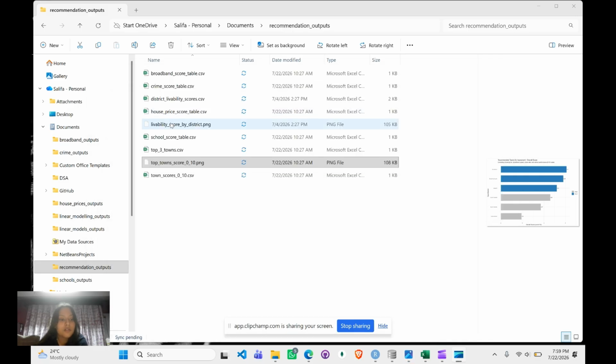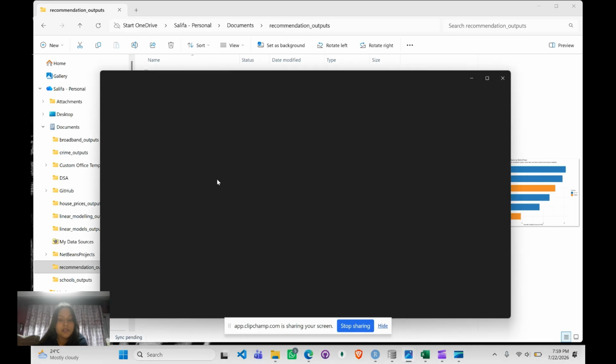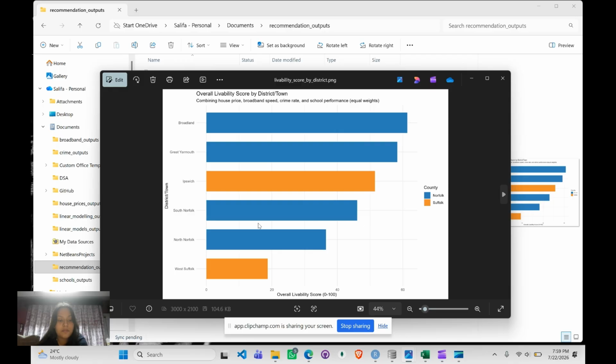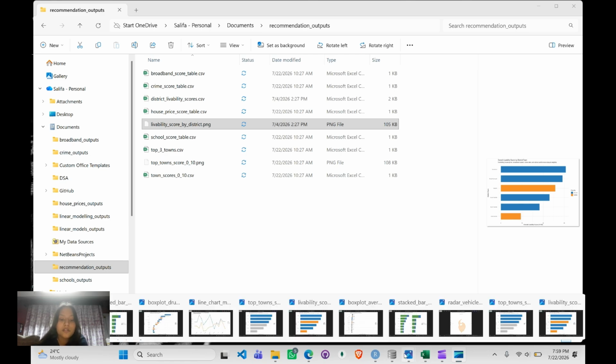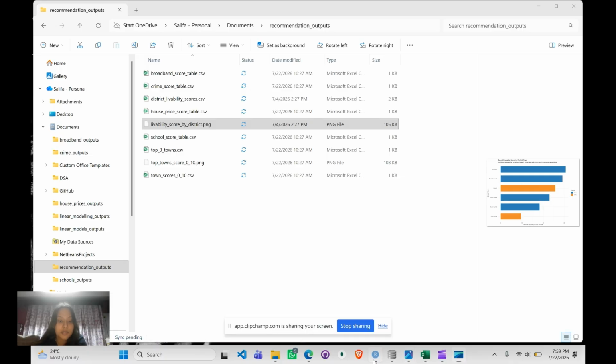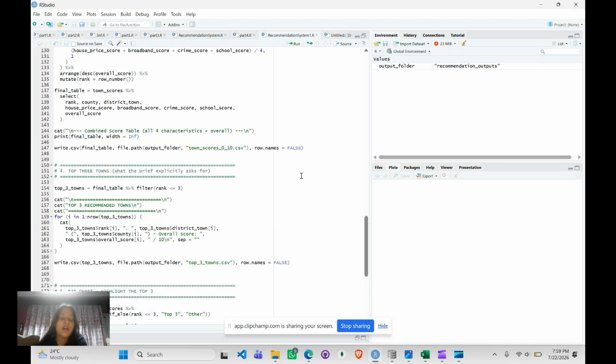I also created a livability score. You can see here the best was Broadland. And the ethics: throughout this project, I only used the official UK government data set. I did not use another data set. No personal information was collected or processed, crime data was already anonymous, and any missing or suppressed school data was treated as missing rather than estimated.